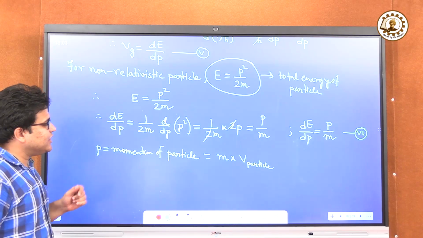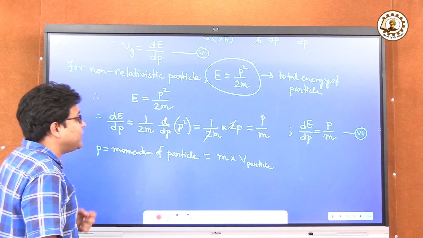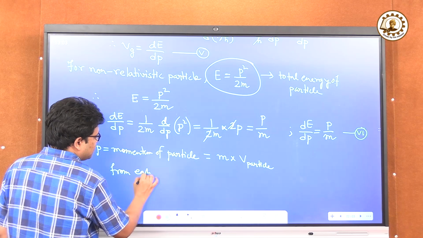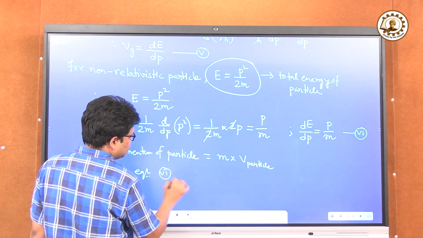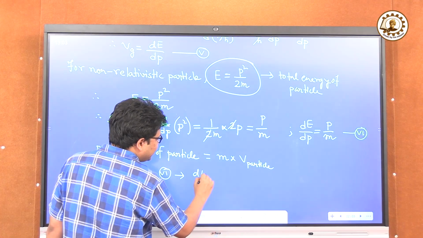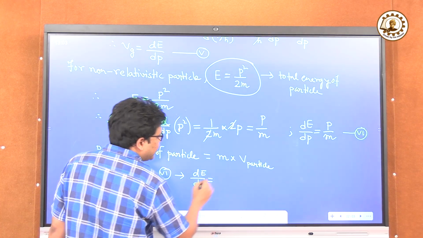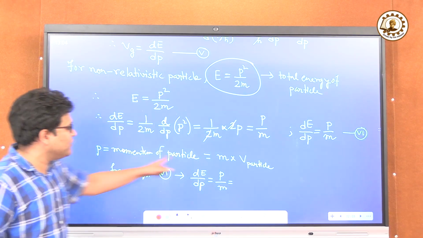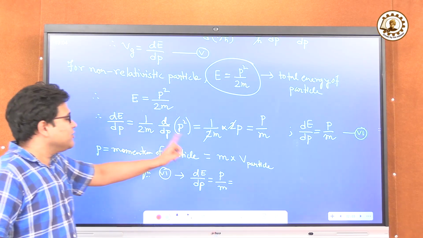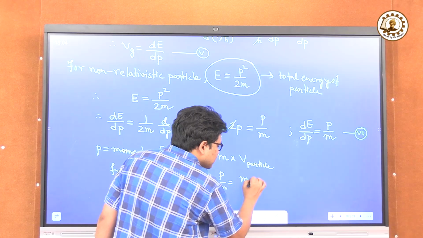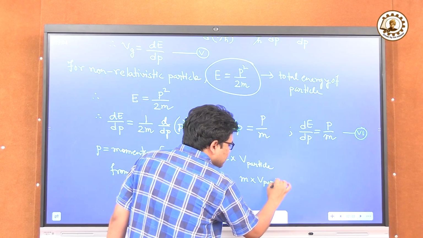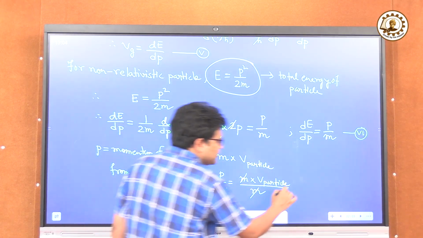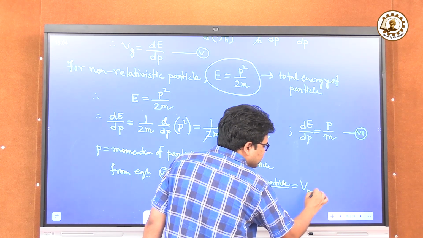So from equation number 6, if I substitute mass into V particle, then on the left-hand side I have dE/dP, and on the right-hand side I have P by m. Now P is equal to mass into V particle, where V particle means particle velocity. Now these two masses cancel out. As a result we have the free particle velocity.